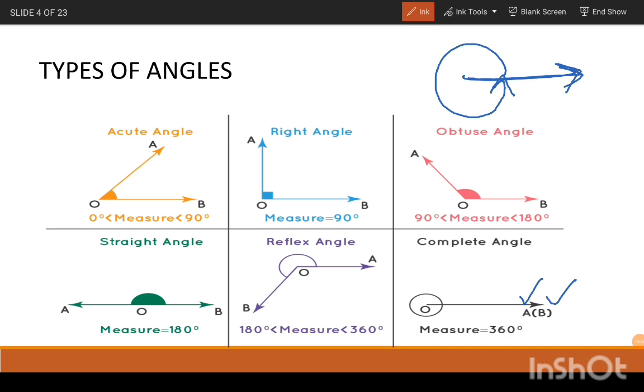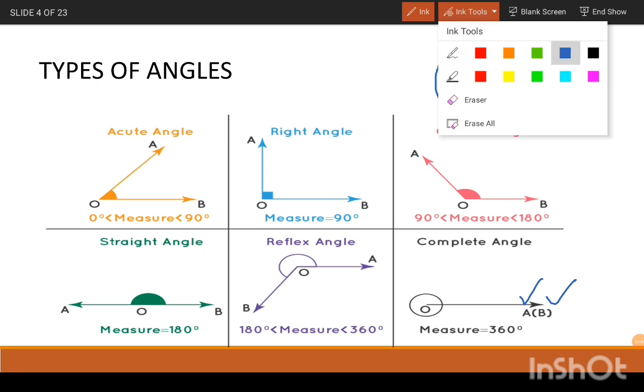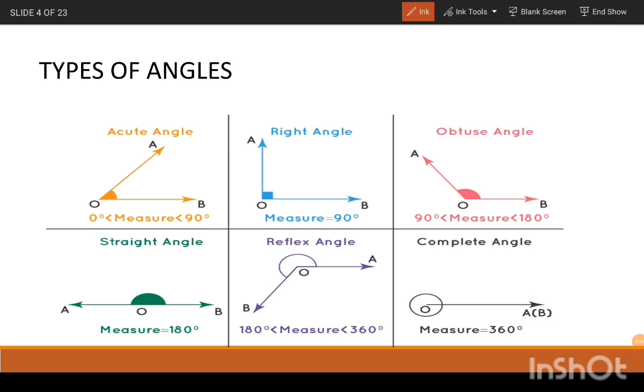The next is reflex angle. A reflex angle is an angle whose measure is greater than 180 degrees but smaller than 360 degrees. If I take an example of a reflex angle, for example 270 degrees, 270 degrees is greater than 180 degrees but smaller than 360 degrees.